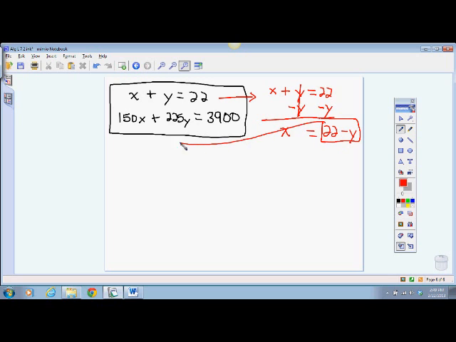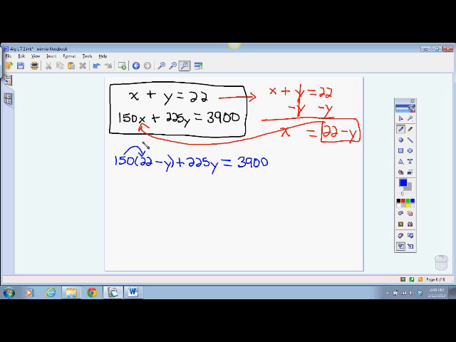Now what we can do, once we know that's what X is equal to, is take this and plug it in here for X. So, let me get a different color. That means I have 150 times what my X is, 22 minus Y, plus 225 times Y equals 3,900. Again, the reason for linear substitution is now you're only dealing with one variable. Now you do have to use your distributive property here.